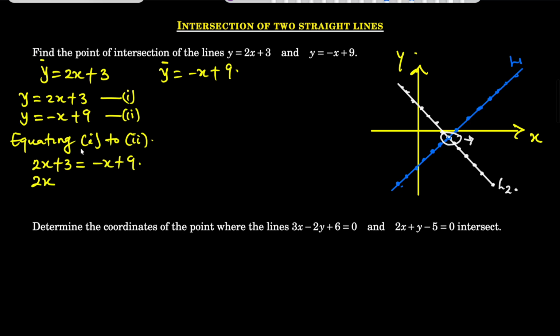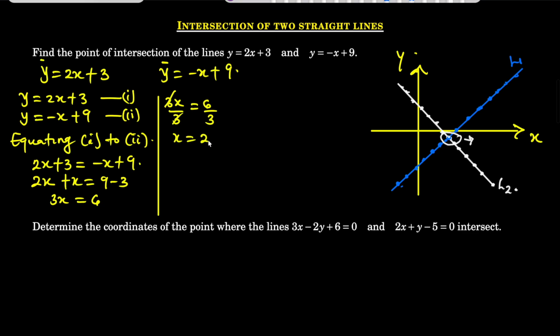2x, this minus comes here, becomes plus, equals 9 minus 3. So this gives 3x is equal to 6. If you divide both sides by 3, you have 3x over 3, because I know some students like writing it this way, the old way. So x is equal to 2.